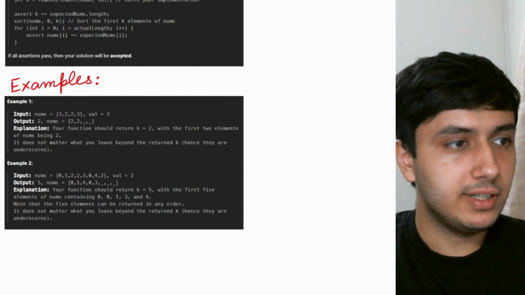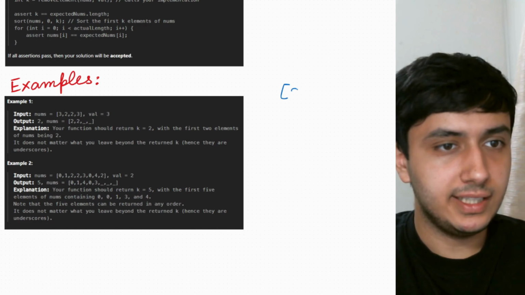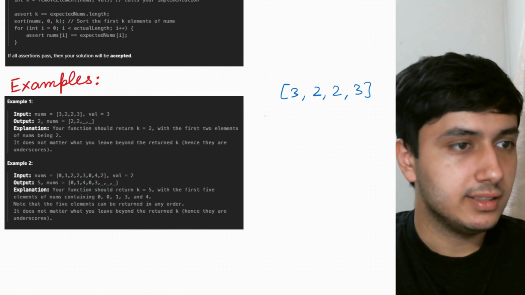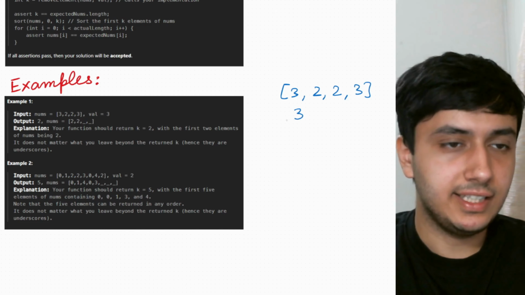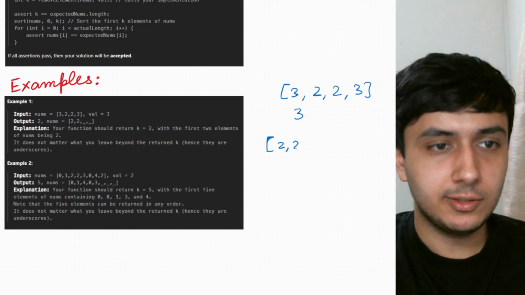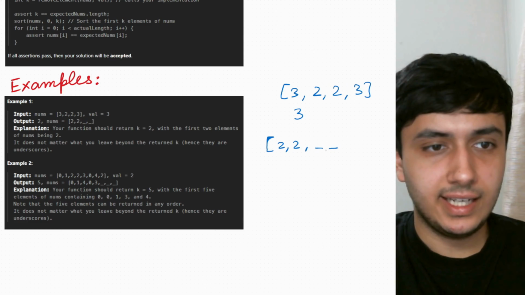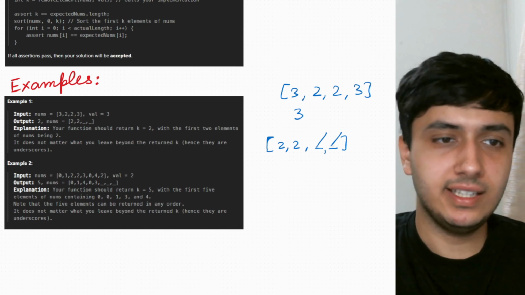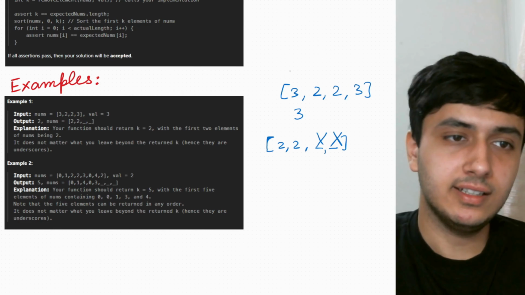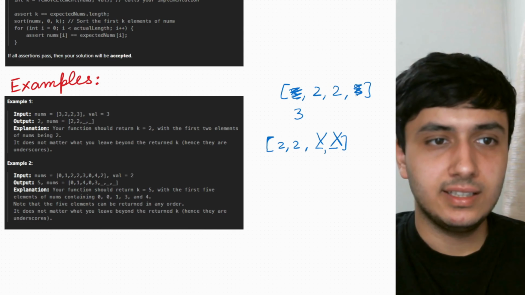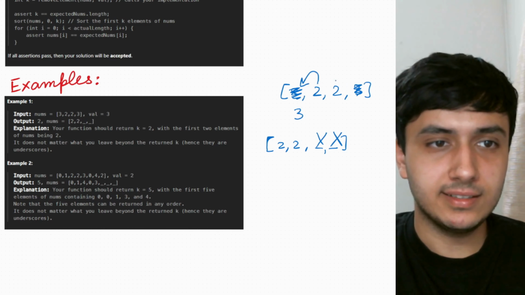Let's say our input was nums equal to 3, 2, 2, 3. So the val given is equal to 3. Now we're supposed to return 2, 2, anything, anything. I'm saying anything because I don't think it's checking what's here. You don't really have to worry about what's here. Anytime 3 occurs, you'll just remove 3 and you're supposed to put 2 in that place.